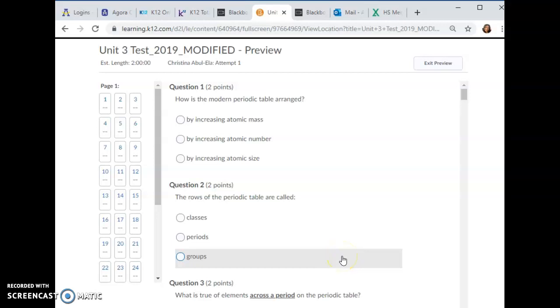Welcome to the Unit 3 test, modified read aloud. If you need some more time between the questions, please pause the recording. Here we go. Question number 1.